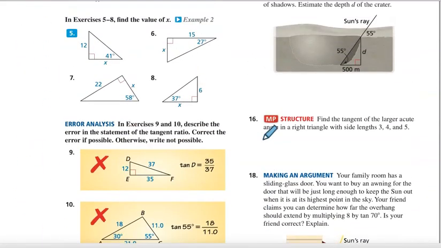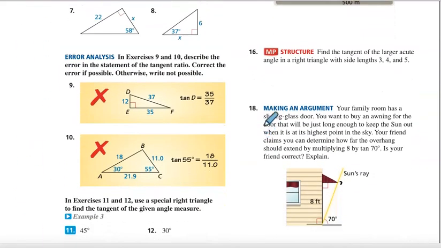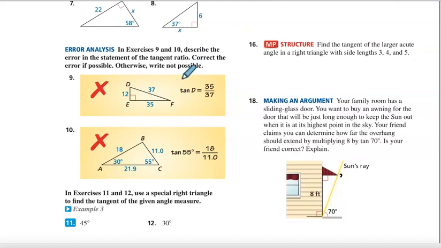Let's do 9, 10. Alright, so 9 is tan of d. So tan of d should be the opposite, check, over the adjacent, check, and that should be 12. Right, we're not using the hypotenuse. 37 is the hypotenuse, we're not using that.